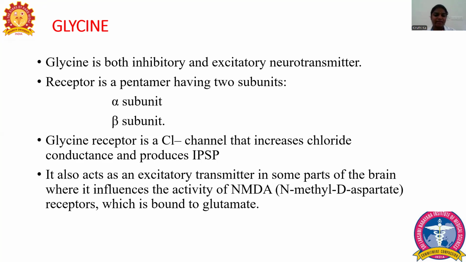It also acts as an excitatory neurotransmitter in some parts of the brain, where it influences the activity of NMDA receptors, which bind glutamate. For example, in the dorsal horn of the spinal cord, glycine binds with the NMDA receptor and facilitates pain transmission.